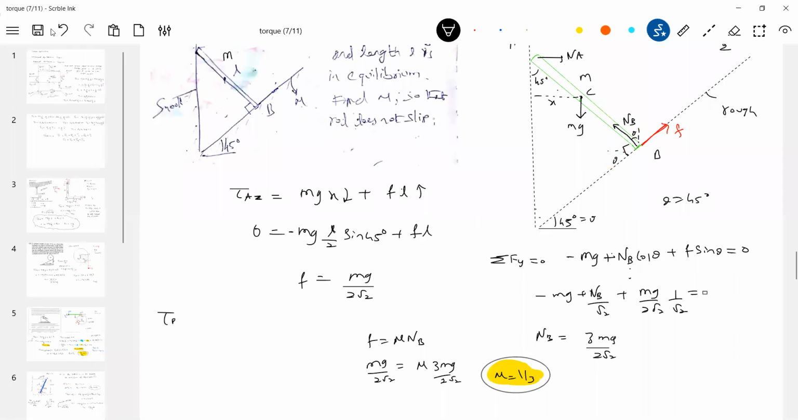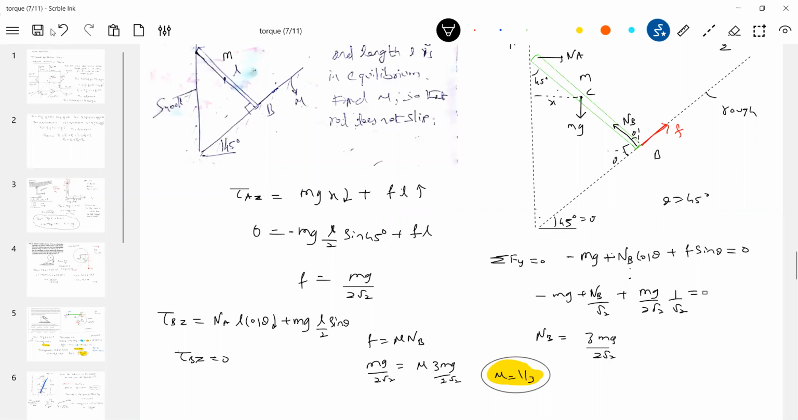The problem is not over. This will be taken about the axis passing through point B. You look at that one. So NA into perpendicular distance L cos theta, clockwise. Then mg into, this will be theta. Theta we took like this, no? So mg into L by 2 sine theta. This should be equal to 0. Solve it. You'll get that NA value. All things are known. We can find out everything.